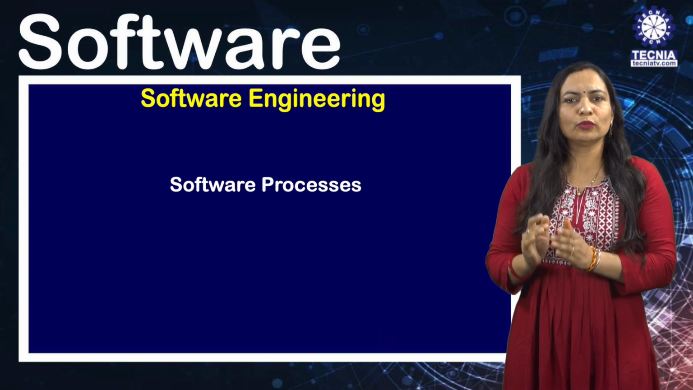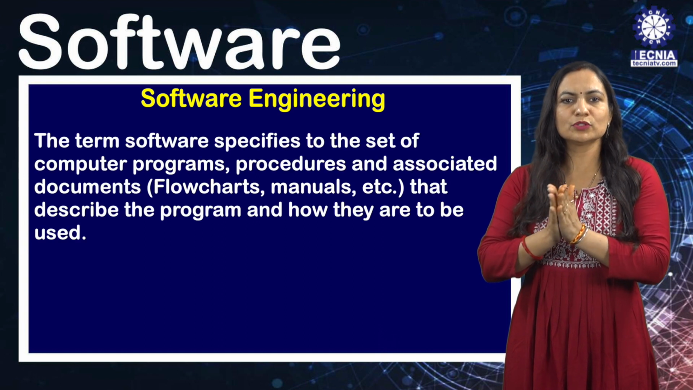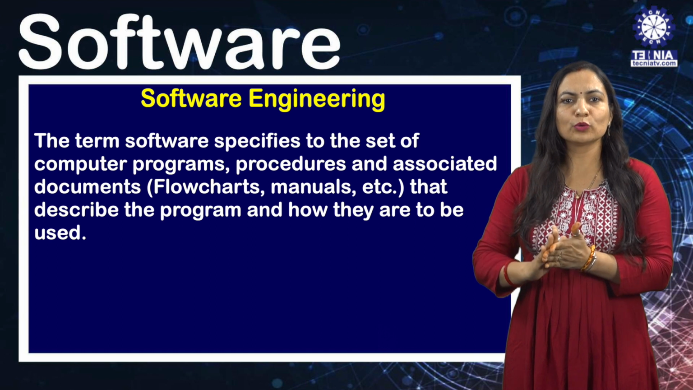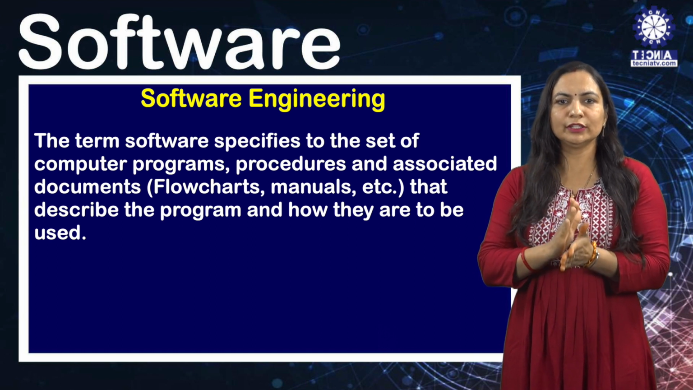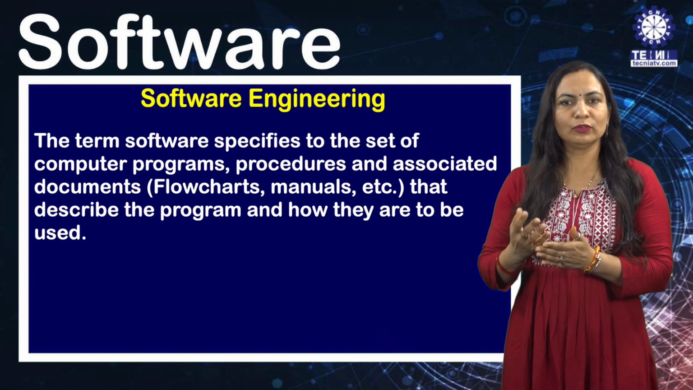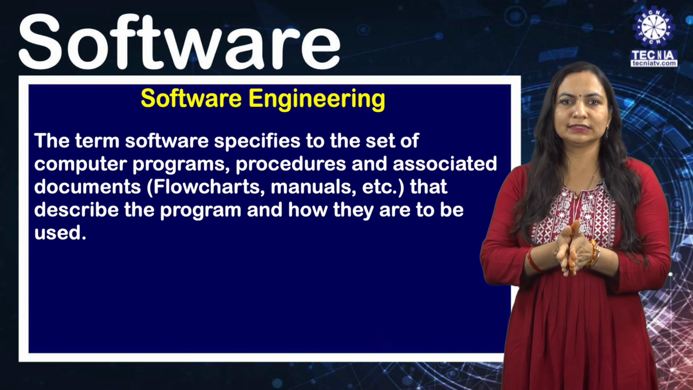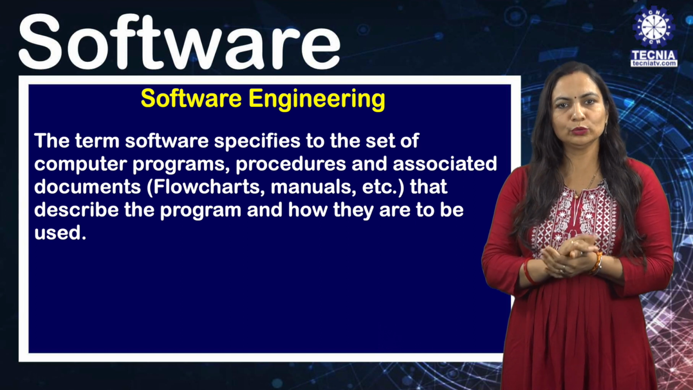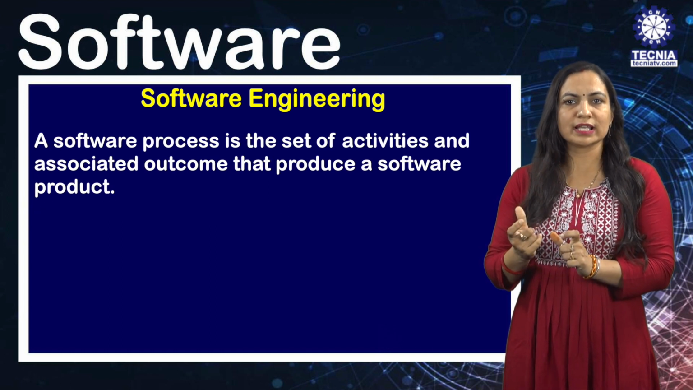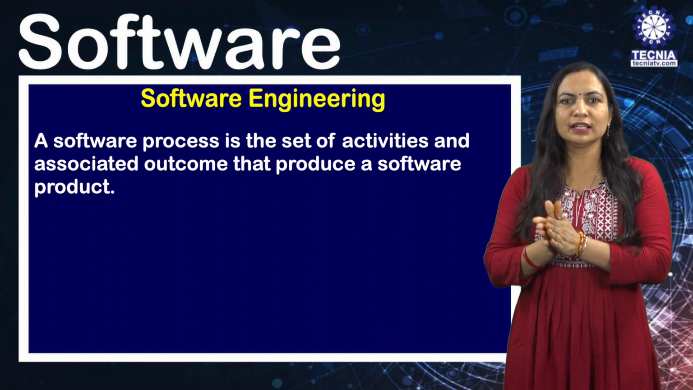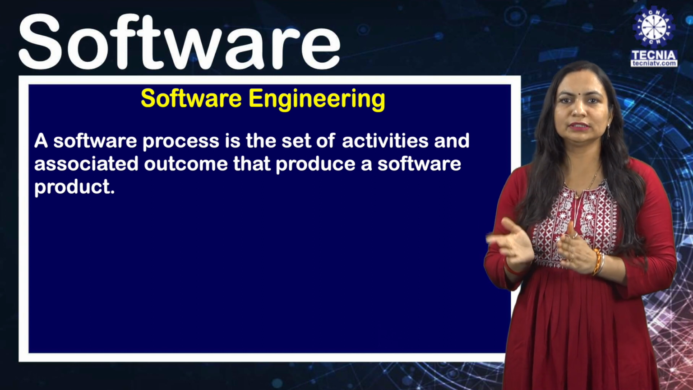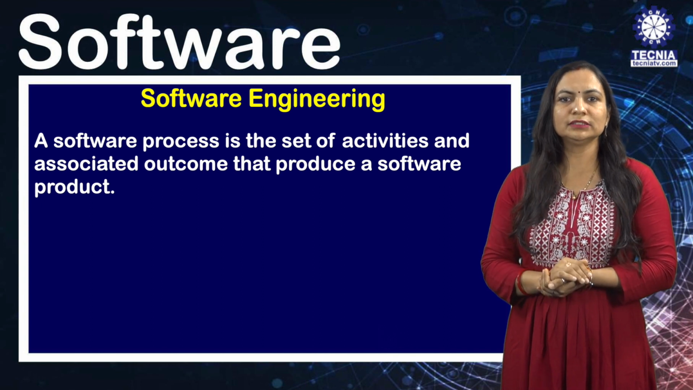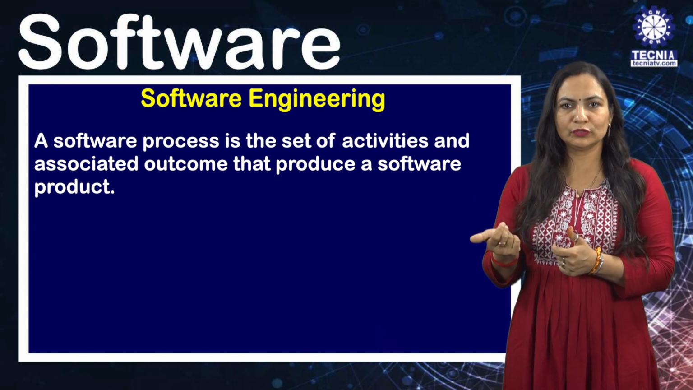Now, the software process. The term software refers to the set of computer programs, procedures and associated documents that can be flowcharts, manuals, etc. that describe the program and how it is to be used. A software process is the set of activities and associated outcomes that produce a software product. Software engineers mostly carry out these activities.